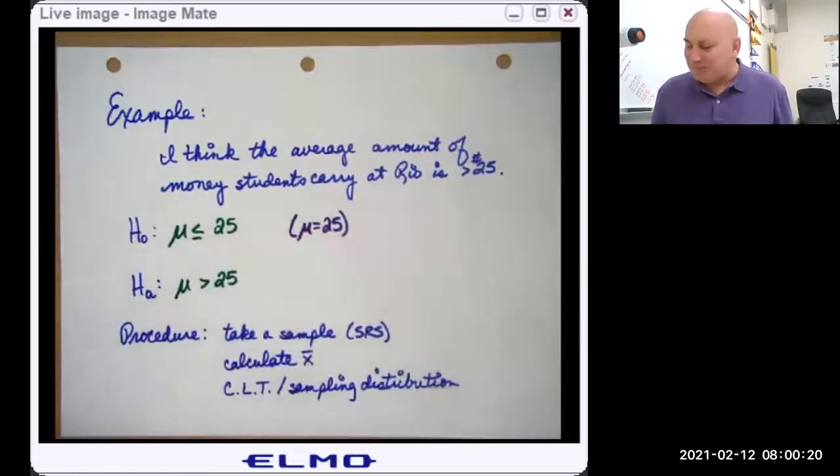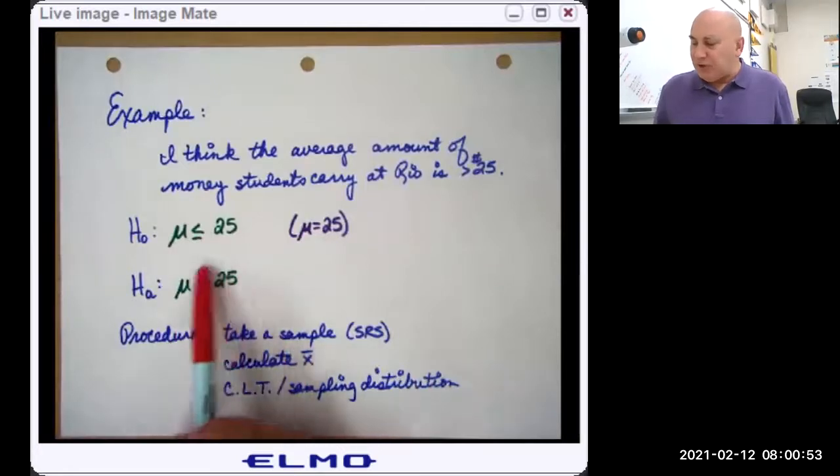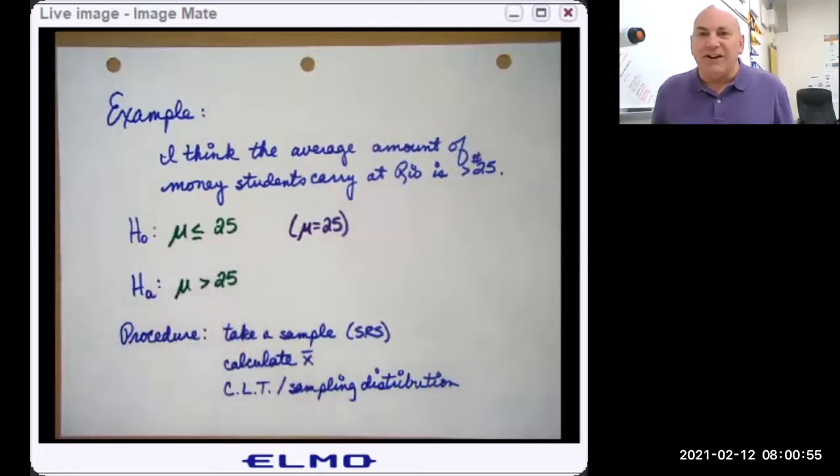So my procedure is going to be, once I've written my hypotheses, and you always, always, always write your hypotheses before you gather data. We're going to take a simple random sample. We're going to calculate X bar. And we're going to use some information about the central limit theorem and the sampling distribution, which we learned previously. And we're going to draw a conclusion. Do I have sufficient evidence based on this sample to conclude this is true? Or do I not?